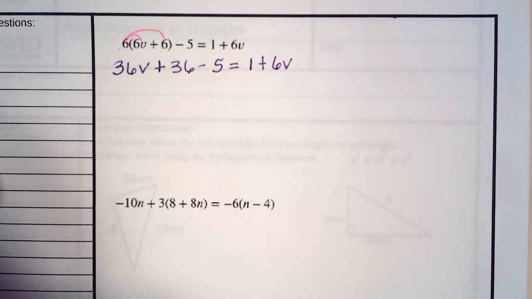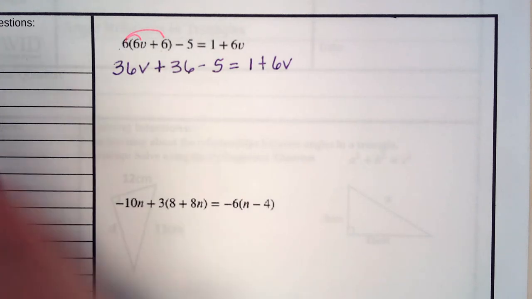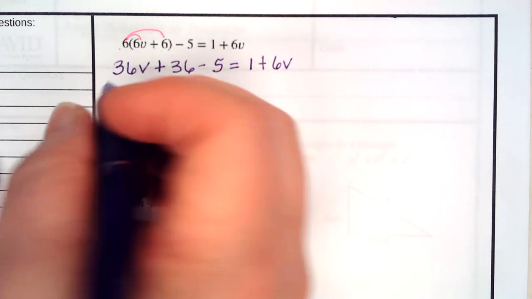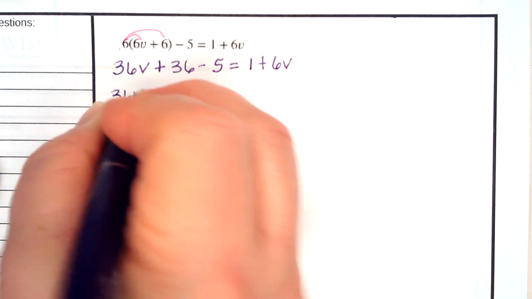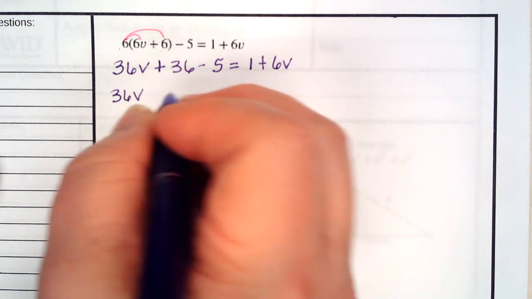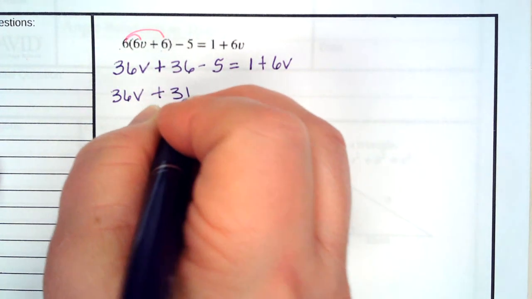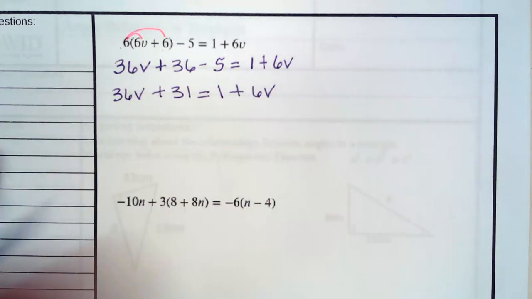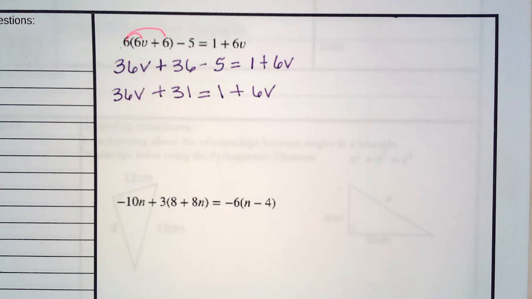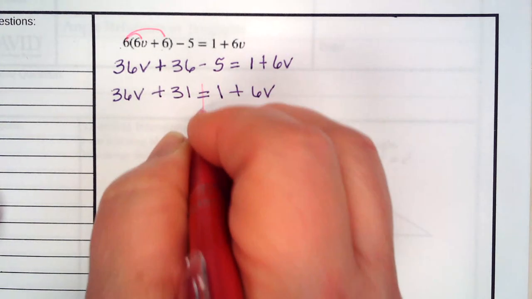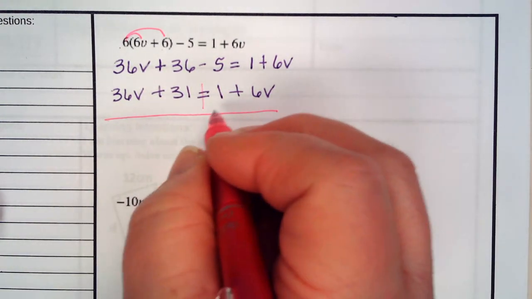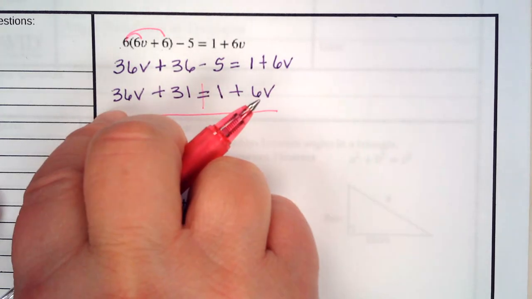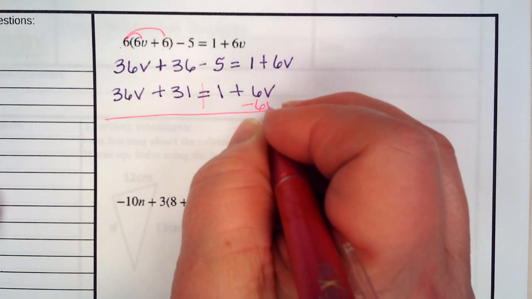Step 1, distribute. Step 2, have I got both sides of my equal sign simplified? No, I've got 36 minus 5. So it's 36v. 36 minus 5 is 31, so it's plus 31, is equal to 1 plus 6v. Okay, time to solve. 6v is smaller than 36v, so I'll subtract 6v from both sides.